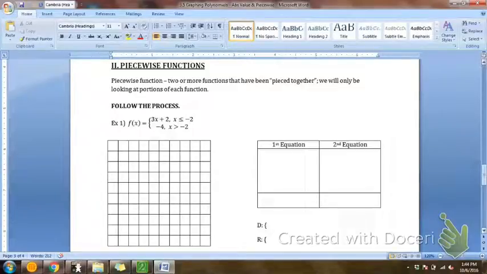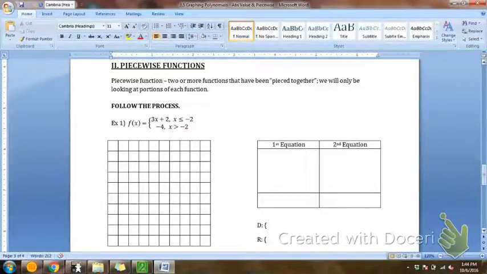Okay, a piecewise function you probably have never seen before. It's probably new to you for Algebra 2, which is fine because it's in an Algebra 2 textbook, so you should be good to go. Piecewise functions, when we think about piecewise, we see that word piece. So it's two or more functions that have been pieced together.